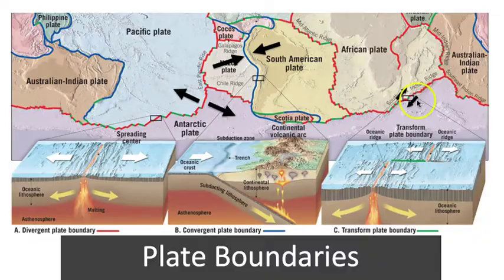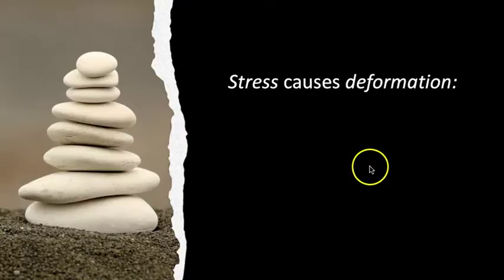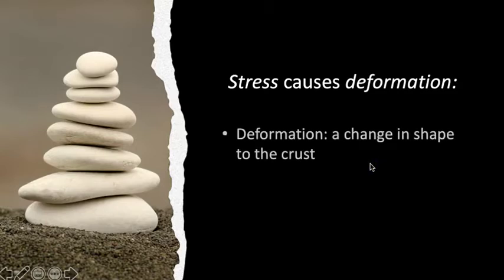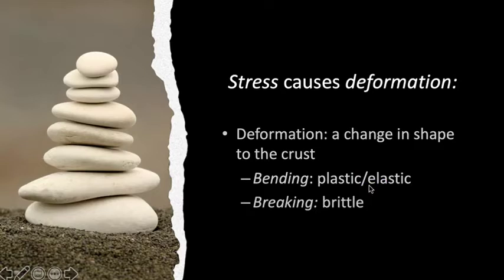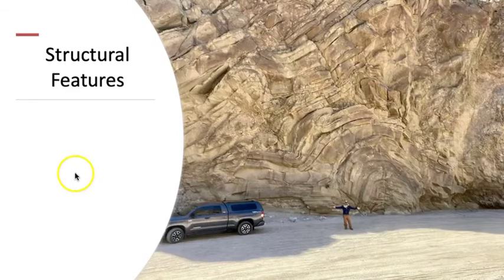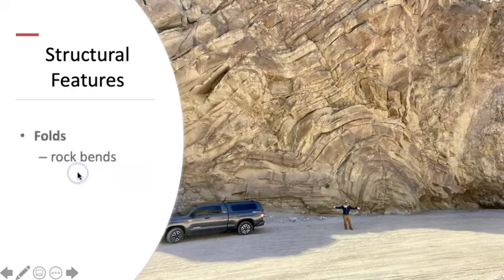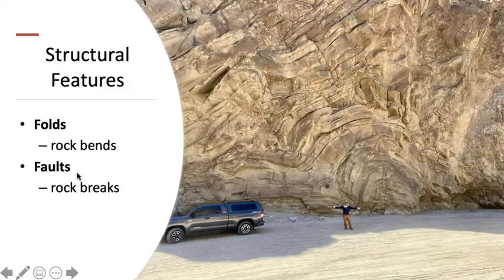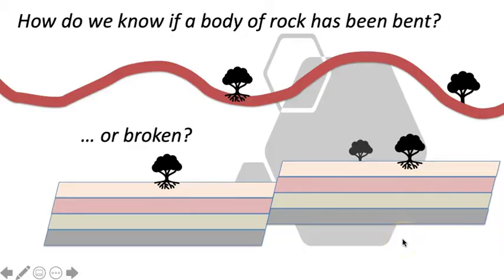Stresses cause deformation of the crust, which changes its shape through bending by plastic or elastic deformation and breaking by brittle deformation. Bending and breaking change the structure of the rock of the crust. Deformation changes the shape of the crust into structural features, which include folds, when a body of rock has been bent, or faults, when rock has been broken and shifted along a fault. How do we know if a body of rock has been bent or broken?